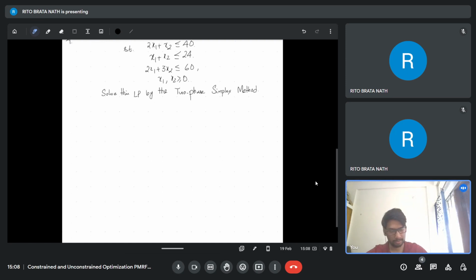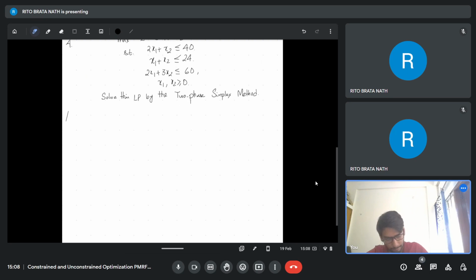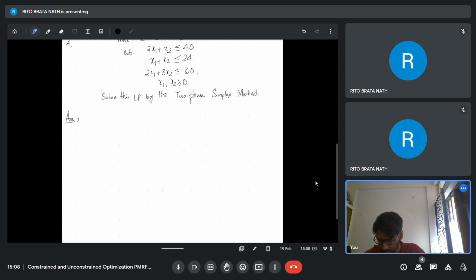Let's get into the solution of this problem. Okay, so for the fourth problem, what you have to do is construct the auxiliary objective function. For that, you can also convert it into the standard form first, and then probably you can construct the auxiliary objective function, right? So let's start with this.